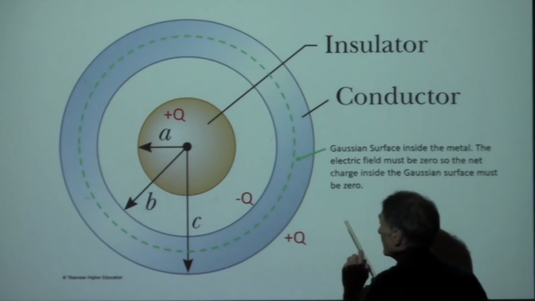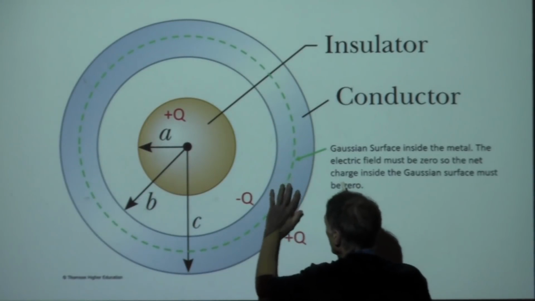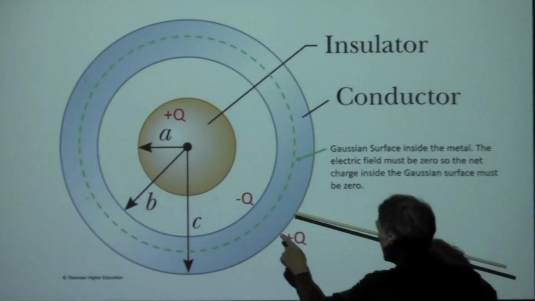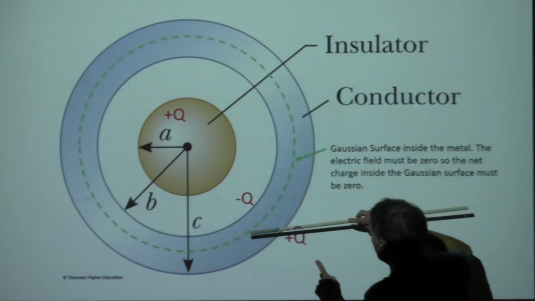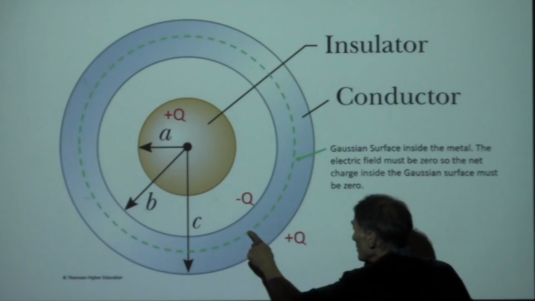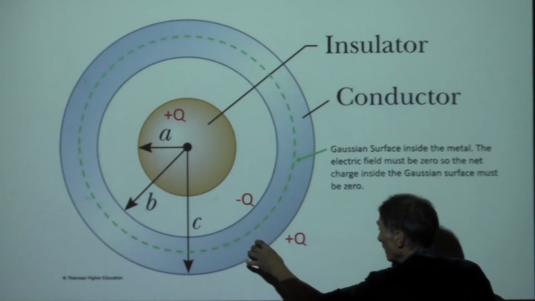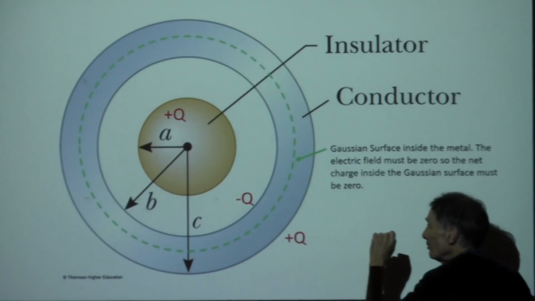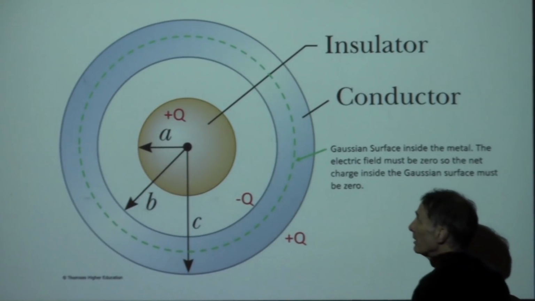Now let's say this conductor was originally neutral, and I put a charge Q here. If I use a Gaussian surface and embed it in the metal, the electric field has to be zero everywhere on this surface. What does that tell you about the charge inside? The charge inside must be zero.